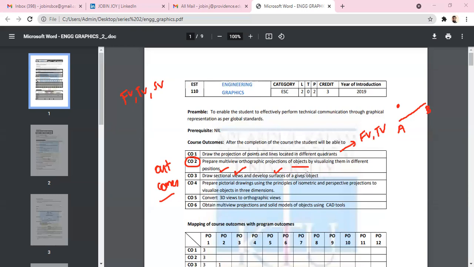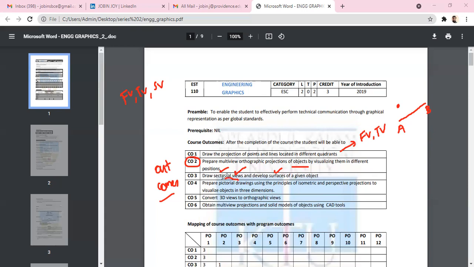Develop surfaces means you have to open the object and draw the development view. That means you will get an object. You have to visualize that object in your mind, and then you have to develop that object. Also you have to draw the sectional views. That is outcome number 3.